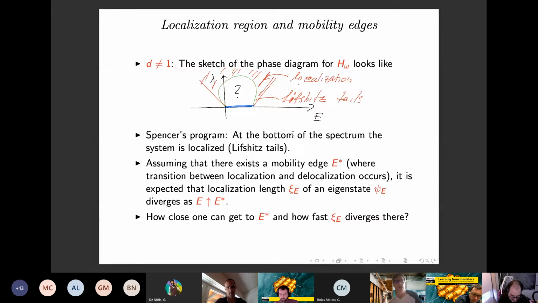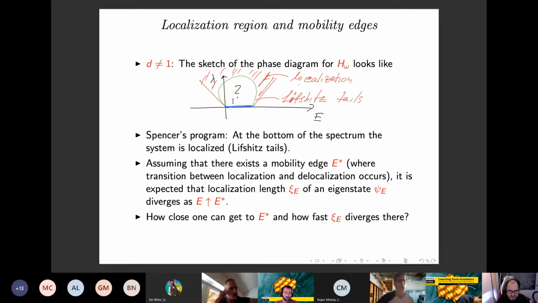Okay, so I will probably sketch the Spencer program altogether. So just maybe one word about this. What I draw here is sort of a schematic for a phase diagram for H omega in dimension greater than 1. So in blue, it's the spectrum of the unperturbed operator, think Laplacian. And then as you start to increase the value of lambda here, so the horizontal direction is energy and vertical is lambda, the strength of disorder, you see the emergence of this red region, which is the localized region. And we don't know what's happening here. So physicists expect that you would have extended states there.